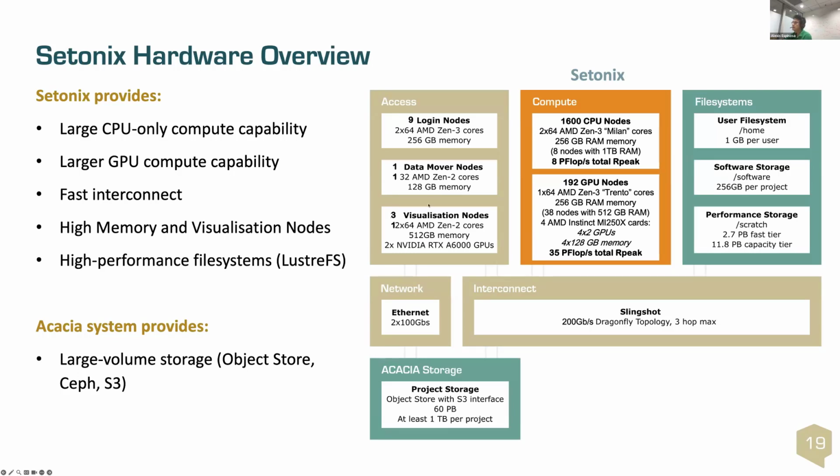We have 9 login nodes. We have 1 data mover node. We have 3 visualization nodes. Basically to analyze the data and visualize the results and generate your images and movies. What else? So the backbone of communication and the Acacia storage. So all these parts are important in your workflows, so we need to be aware of all of them.